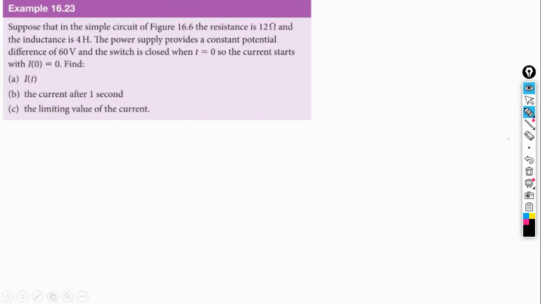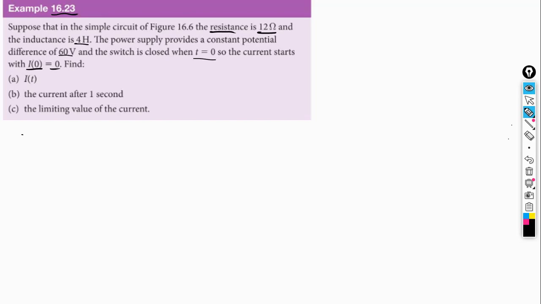So now let's take a look at example 16.23. It says, suppose that in the simple circuit of figure 16.6, the resistance is 12 ohms and the inductance is 4 henries. The power supply provides a constant potential difference of 60 volts, and the switch is closed when t equals 0, so the current starts with current at time 0 equal to 0. Find A, I of t. So that would be the formula, or the equation actually.